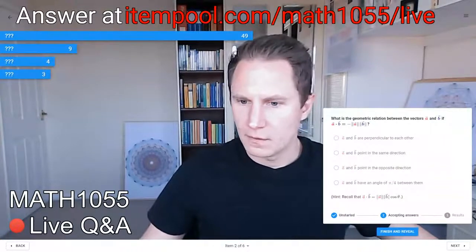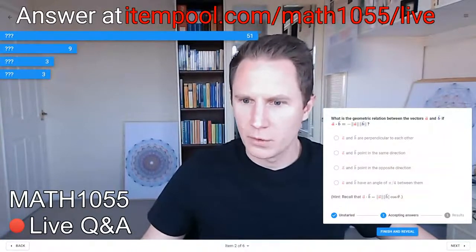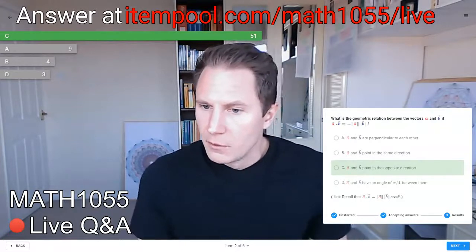And again, I have this hint telling you how we calculate geometrically the scalar product or the dot product. Okay, so we have something like 60 submissions. Let me close the poll if that's okay, and then we can see what you thought. Okay, so yes, it was option C, which says that A and B point in the opposite direction.